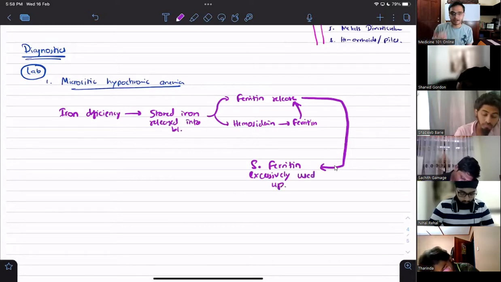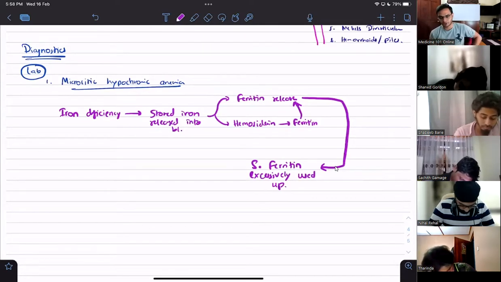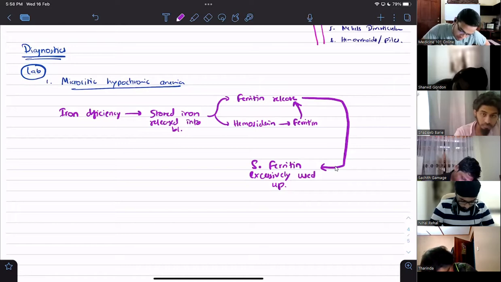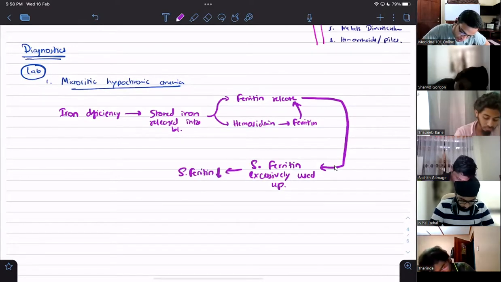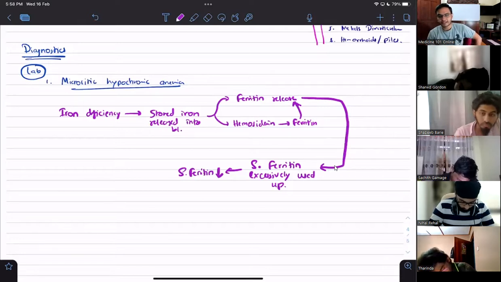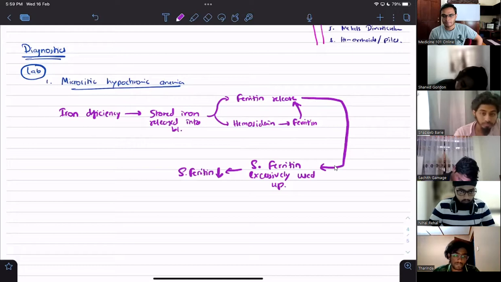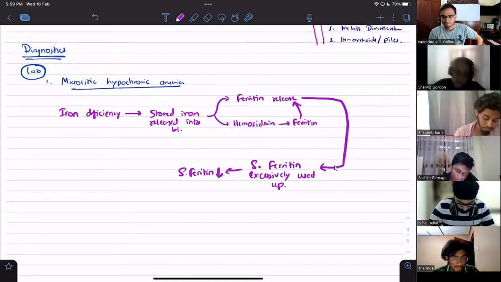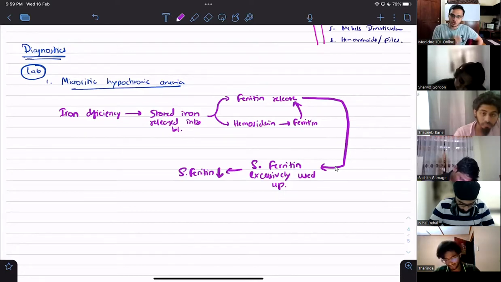Right? Serum ferritin will be excessively used up because the patient is iron deficient. They want to take as much iron as possible. So what happens to serum ferritin? It's going to be low. Serum ferritin is an indicator of what? Total body store. Yeah, your body's iron stores, your total body iron stores, right? Serum ferritin is a good indicator of that, right?